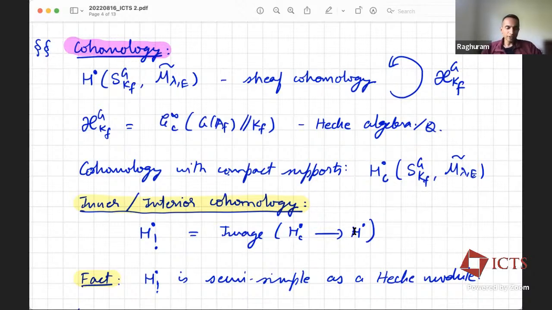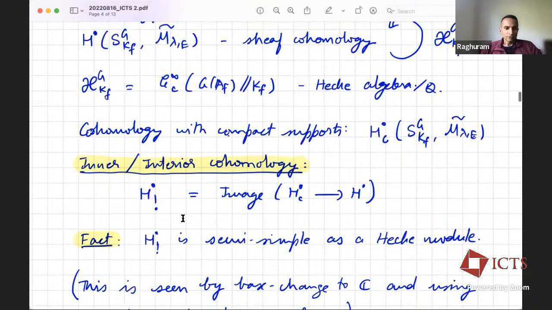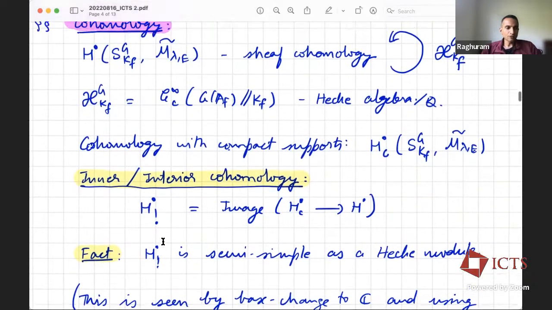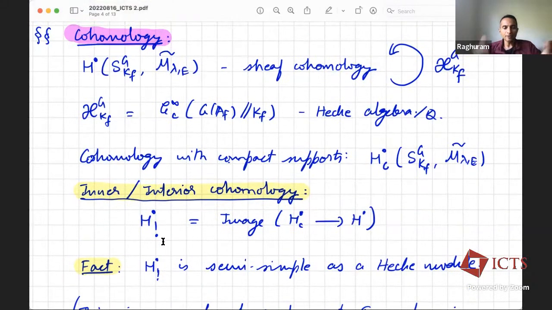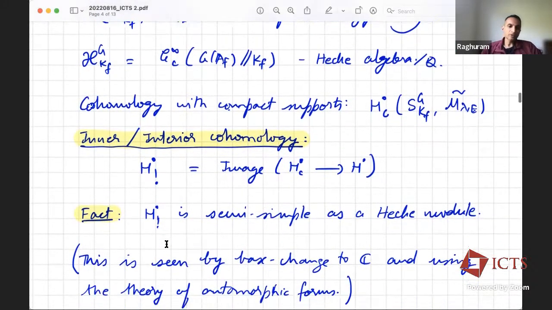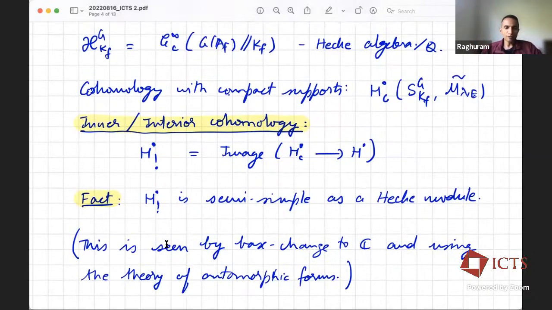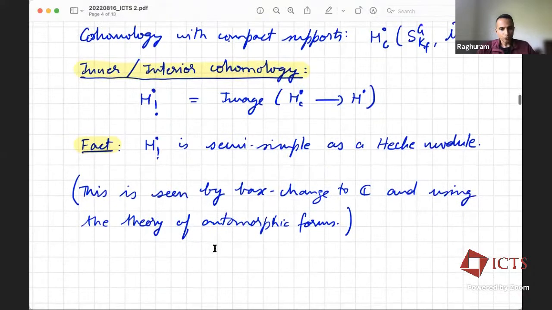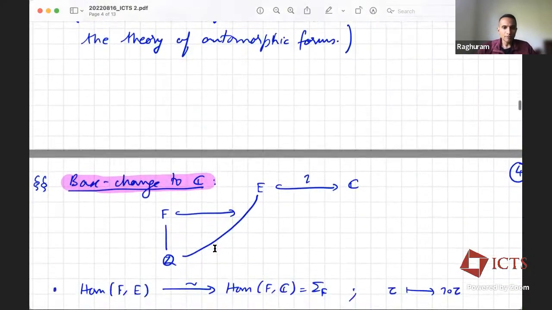I'm going to use the phrase inner. Interior is also used in the literature. This is inner cohomology, and a basic fact is that it is semi-simple as a Hecke module. Right now, I'm working purely in an algebraic world, where the field of coefficients is this field E. But to see semi-simplicity, you base change to complex numbers, and then you can appeal to the theory of automorphic forms. Basically, inner cohomology gets captured by some kind of cohomology of the global discrete spectrum of that group. So this is a good place to talk about how to base change.